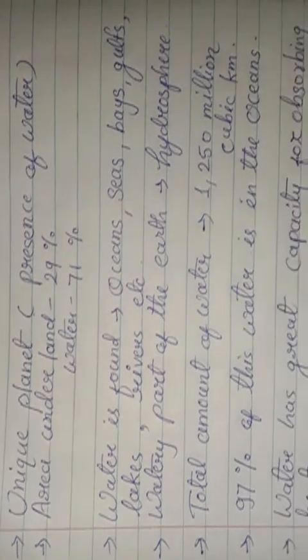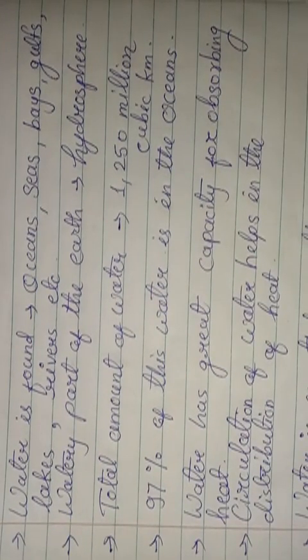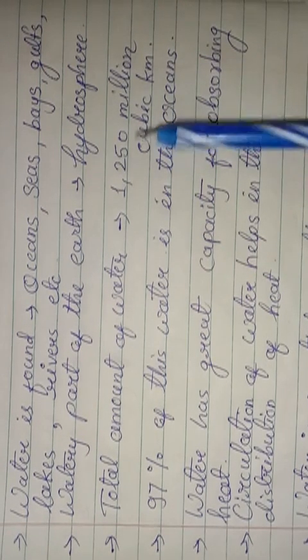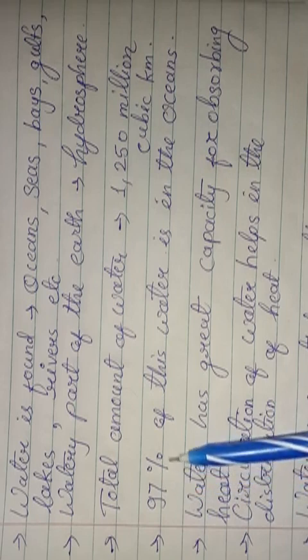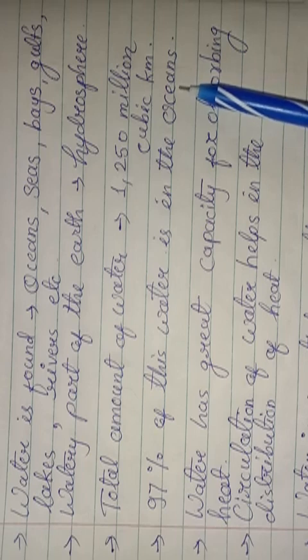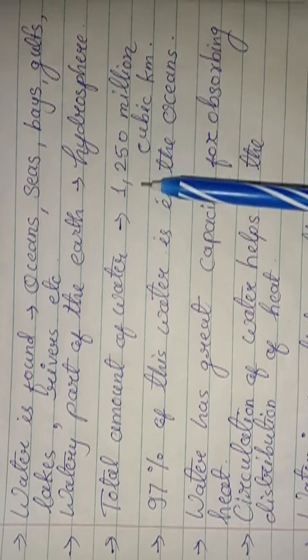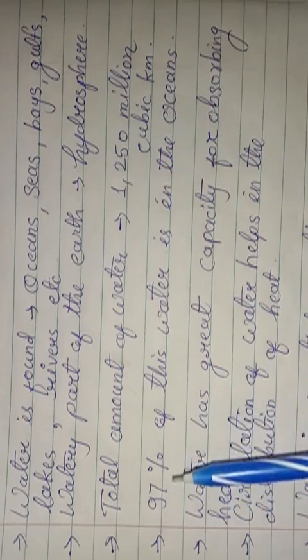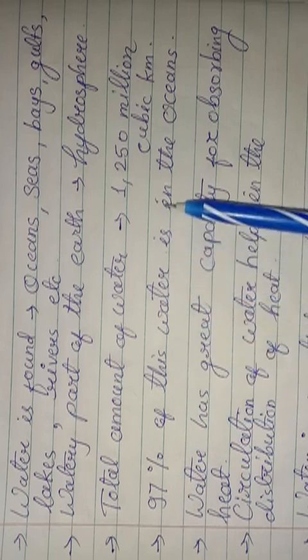The total amount of water which can be found on the earth is 1250 million cubic kilometers. How much total amount of water is on the earth? 1250 million cubic kilometers. See children, from that, near about 97% of this water is in the oceans. Oceans are the largest water bodies on the earth. So from the 1250 million cubic kilometers of water, 97% is found in the ocean.